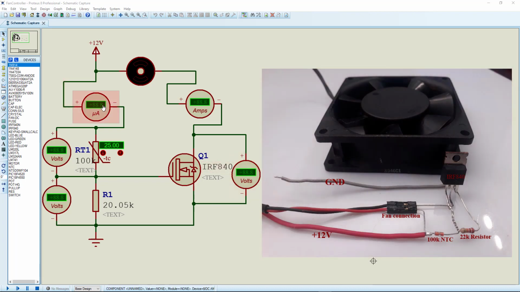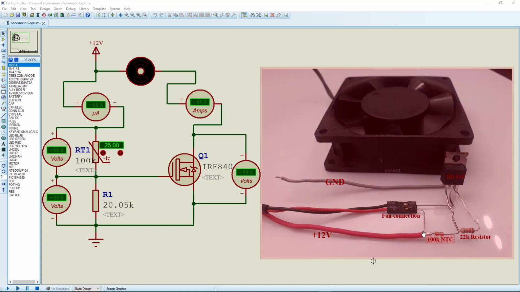I also have inserted into the circuit 2 ammeters. So you can see there's 1 ammeter that is between the power and the thermistor. This is the power wire, so I basically cut here and inserted an ammeter at that point so I can measure the current flowing into the thermistor.